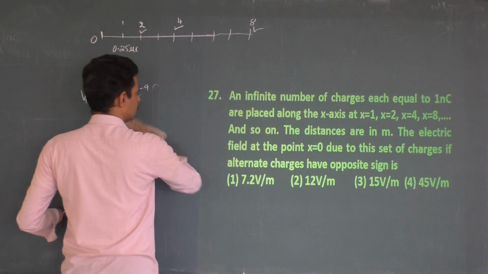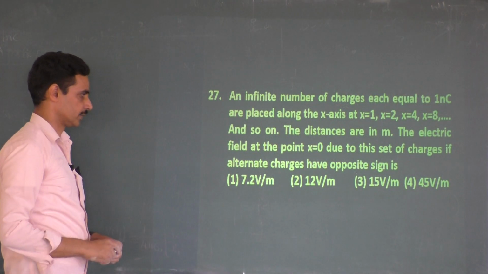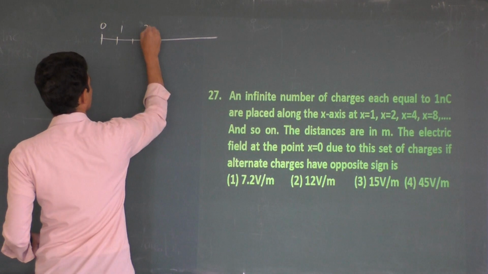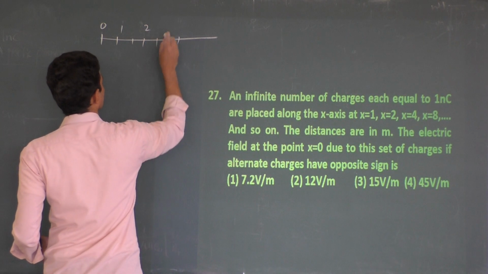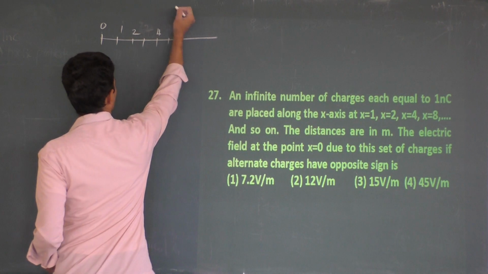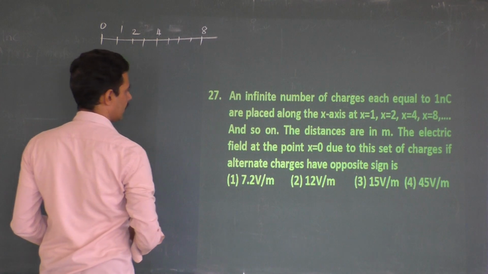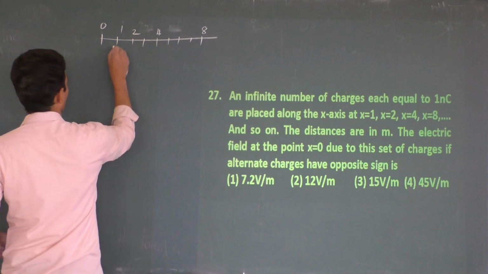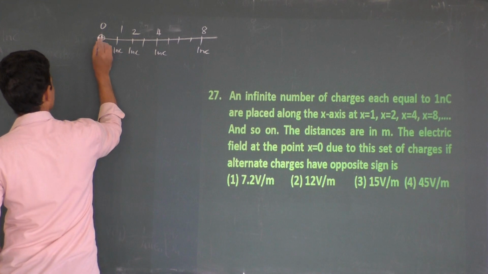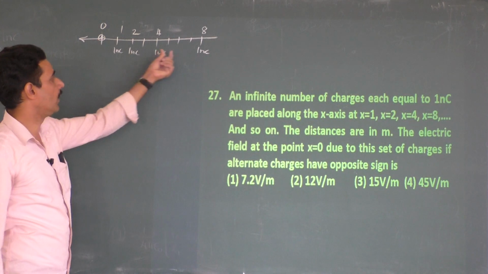Right. What will you do now? How to find out the electric field at x equal to 0? Charges must be placed at 0, 1, 2, 4, 5, 6, 7, 8 like this. Now if you place charges of 1 nanocoulomb each, and place a test charge here, all of them will repel it, right? The unit positive charge is repelled by all the charges like this.